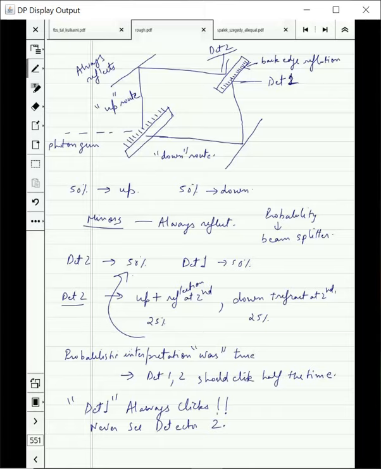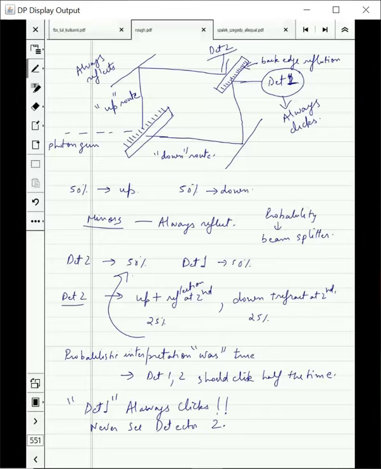We see that detector 1, look at the top of the screen, always clicks. I will not go into the detail. I will just hope that you will go to the Wikipedia article and read about it.